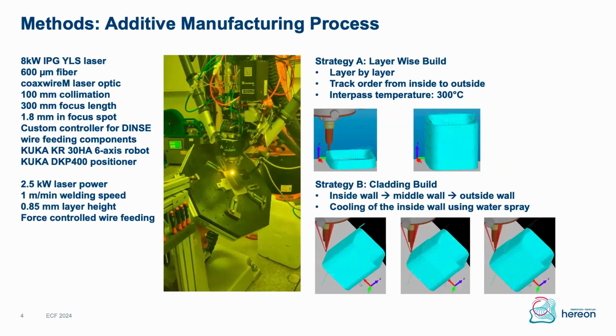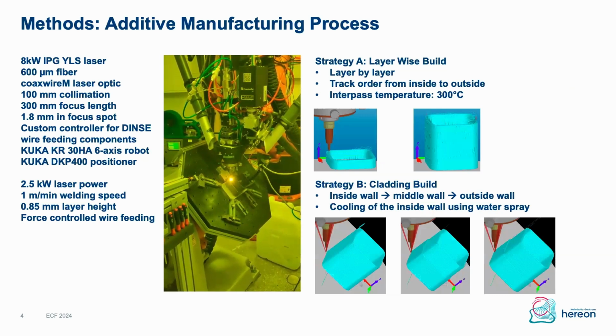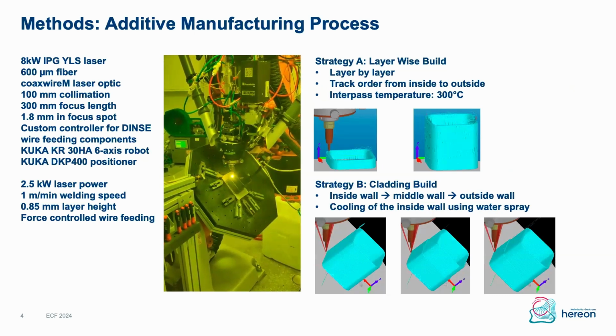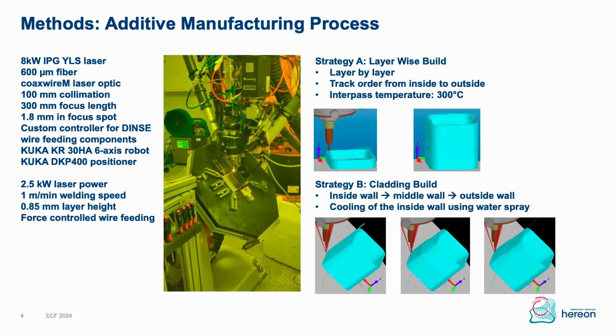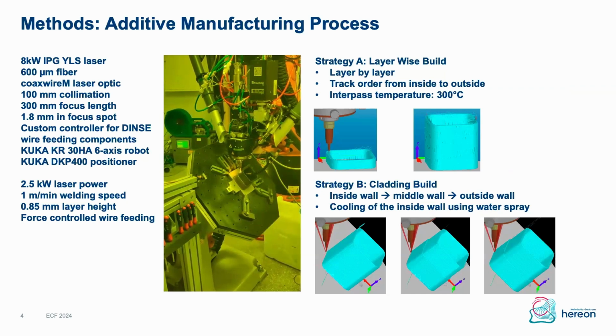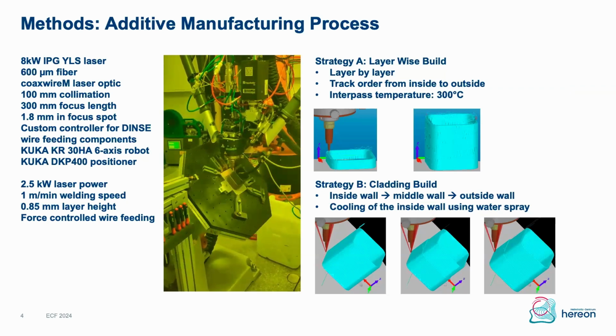This is our manufacturing setup. The specifications are given in the upper right. We use laser-directed energy deposition with wire. The processing parameters are given here. We investigated the stress fields of two different processing strategies. We started first with a layer-wise build strategy, where we manufactured a simplified pressure vessel geometry in a layer-by-layer manner.